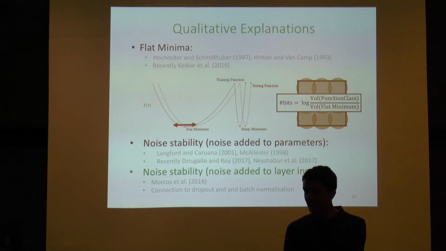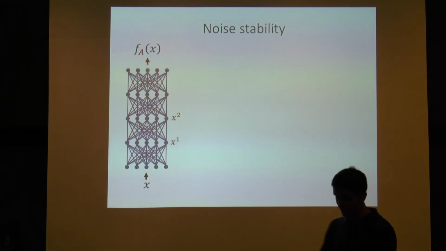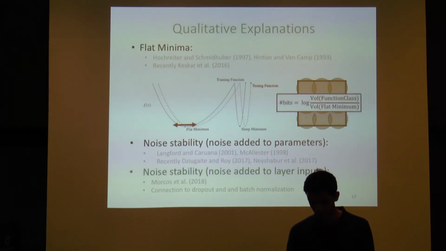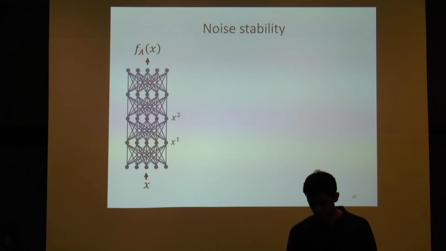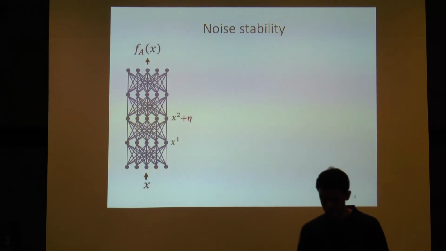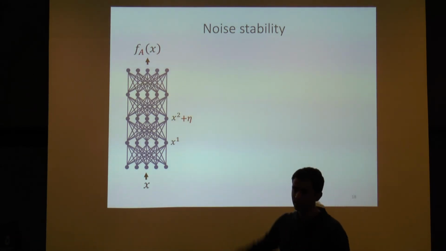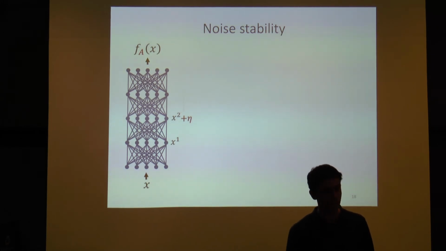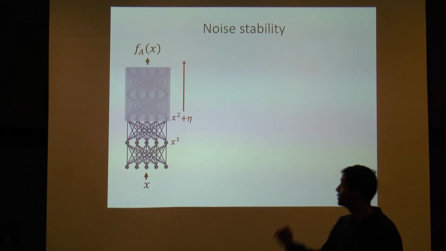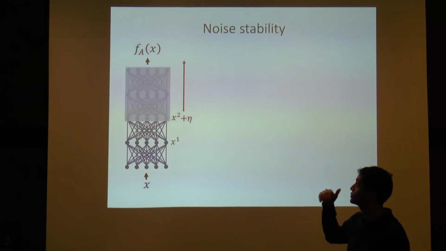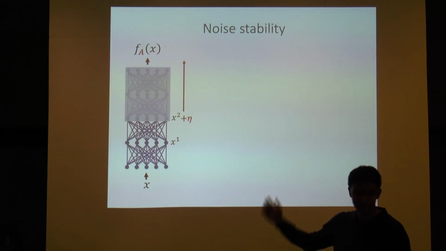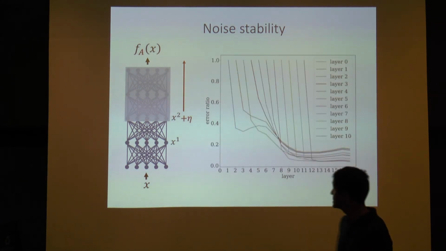Okay, this also connects to something. Noise stability, we can actually check. The last one, adding noise to layers. We add noise to the outputs of one layer, and we check how this noise is going to propagate to the output. We want to know if networks that are trained on real data actually have this property, right? And this is what we observe.